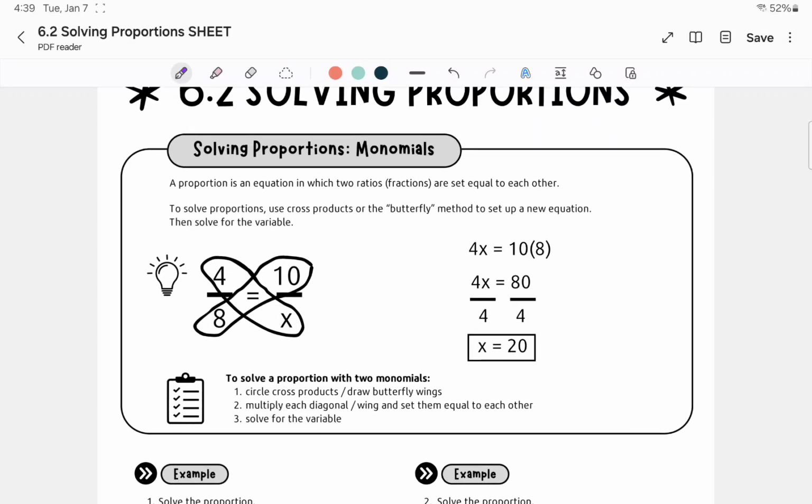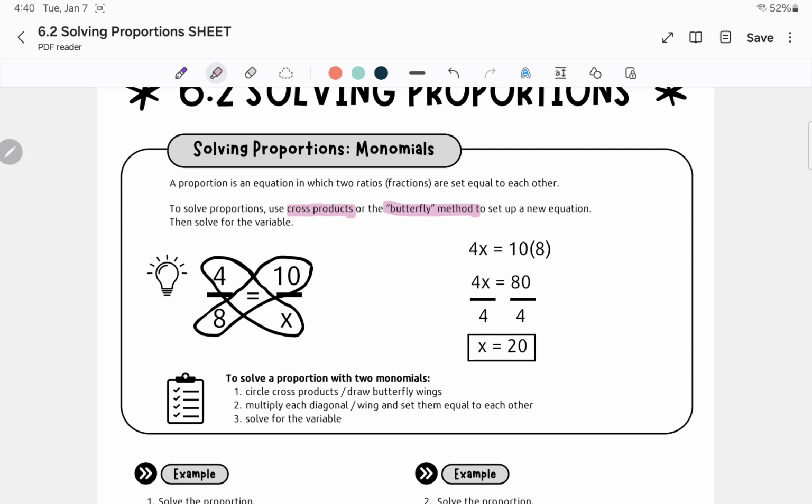So actually first, what is a proportion? Just like last time, we said it's an equation in which two ratios or fractions are set equal to each other. And now to solve them, we are going to use something called cross products, or basically butterfly.